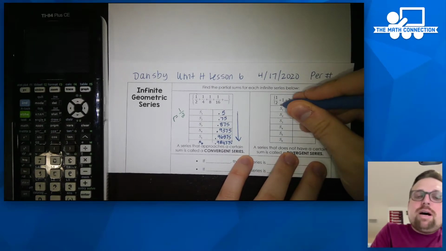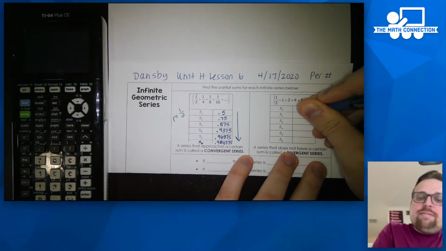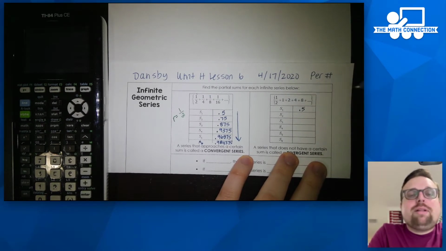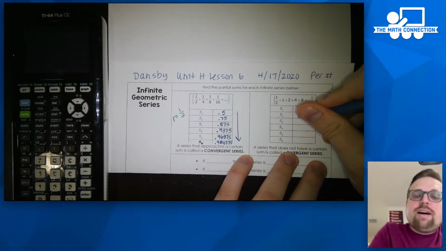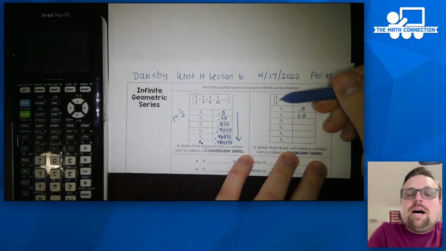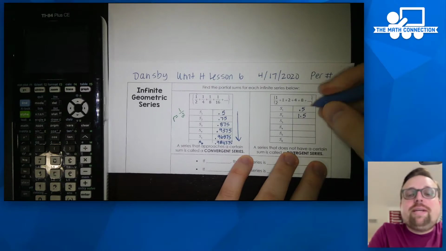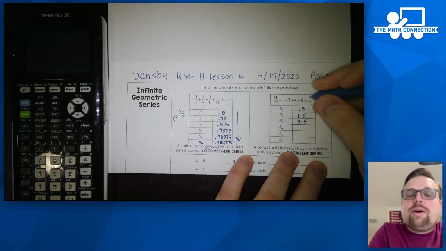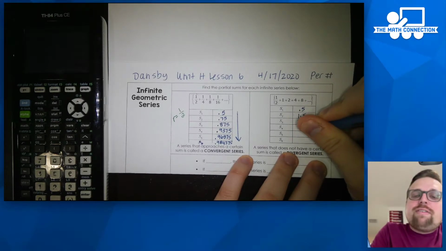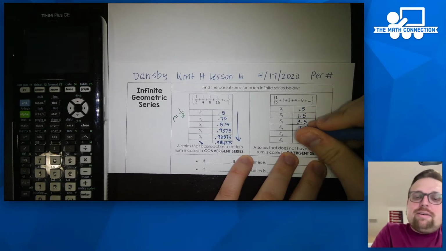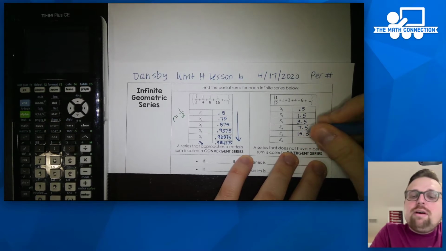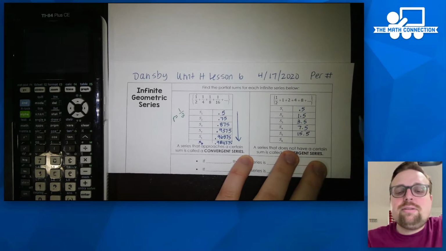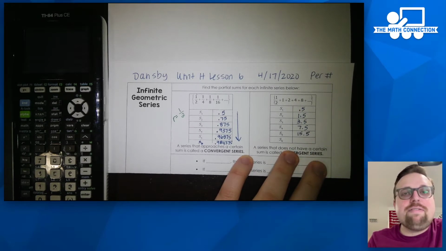So the sum up to the first term is 0.5, because it's just the first term. The sum up to the second term is 1 plus a half, which is 1.5. The sum up to the third term would be 2 plus 1.5, which is 3.5. And then you're going to add 4 to that, 7.5. And then you're going to add 8 to that, which is 15.5. And then the next term in this series is going to be 16. So you're going to add 16 and 15.5.